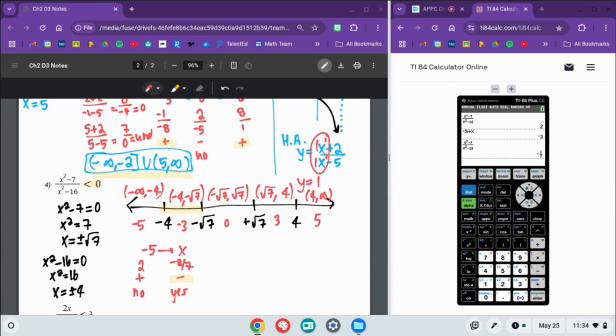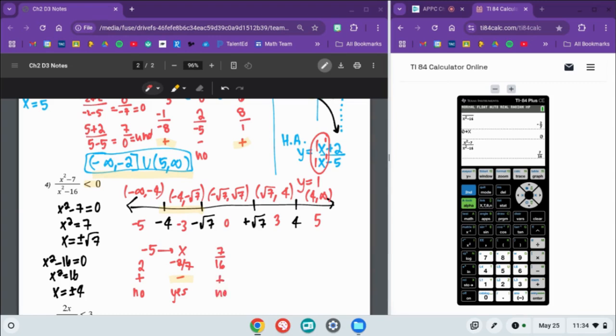All right, and if I keep going, now you could do 0 in your head, but since we've got the calculator out, we might as well just grab our expression again that we want. So we're going to plug 0 in there. We know it's going to be -7 over -16, which is +7 over 16, and that's positive.